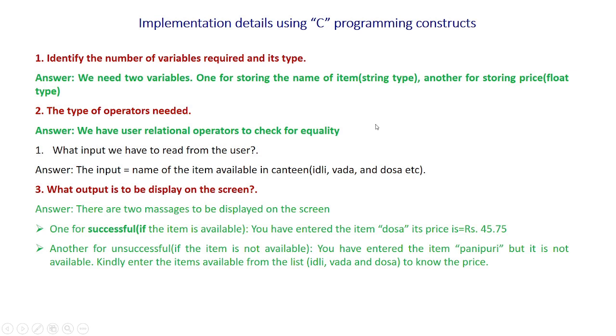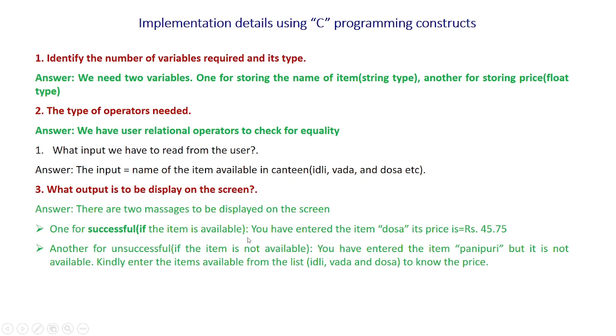The second thing is the type of operators needed. Here we use relational operators to check whether the input is matching with the available canteen items. And next, what input we have to take and what output we have to display. Here the input will be the name of the items and the output is of two types. The first one is when the item is available, what is to be displayed, and the second is when the item is not available, what is to be done from the system side.